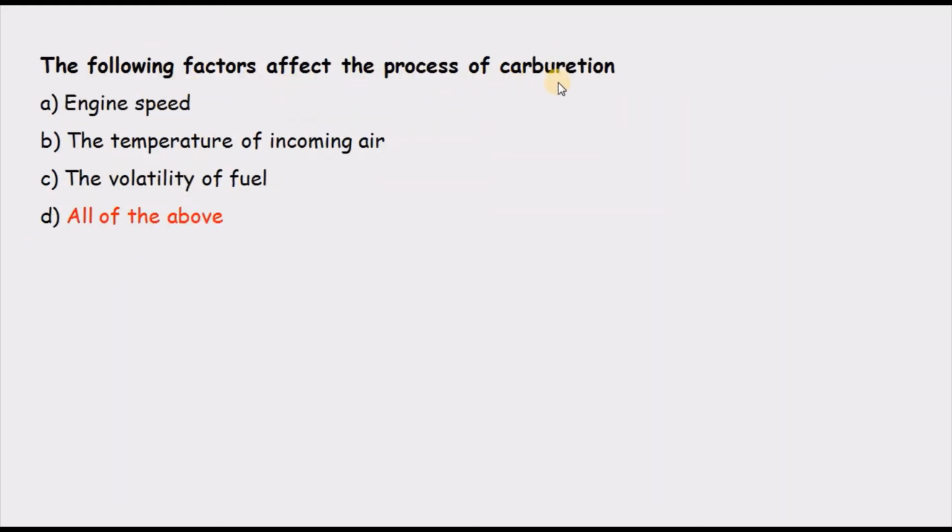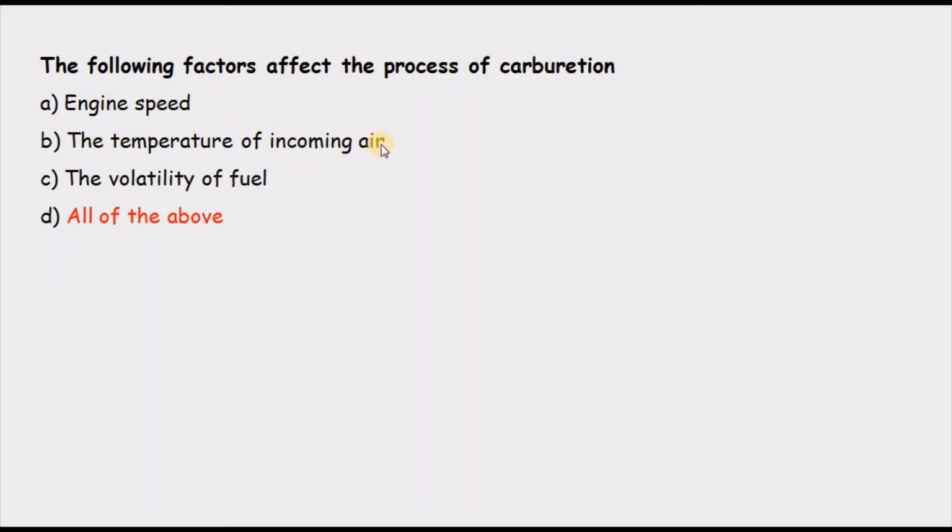The following factors affect the process of carburation. Here we are discussing what parameters are going to affect the carburation process. Options are engine speed, temperature of incoming air, the volatility of the fuel, and all of the above. First, engine speed. The engine speed is going to affect, because as the engine speed increases, the amount of suction made available at the jet for sucking the fuel increases. More and more suction is created, resulting in sucking more and more fuel. So obviously the engine speed affects the carburation process.